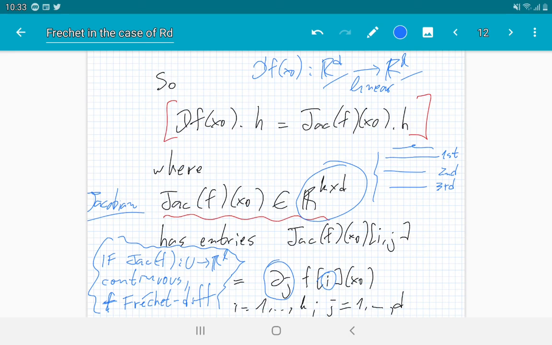And it's equally useful in the sense that most functions we see in calculus from R^d to R^k, they have coordinates that all have partial derivatives that are continuous, and therefore we know how to compute their Fréchet derivatives. We know how to write down explicitly the matrices corresponding to their Fréchet derivatives, which are these Jacobian matrices.